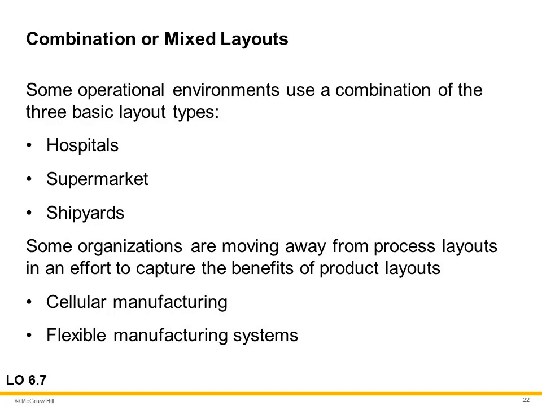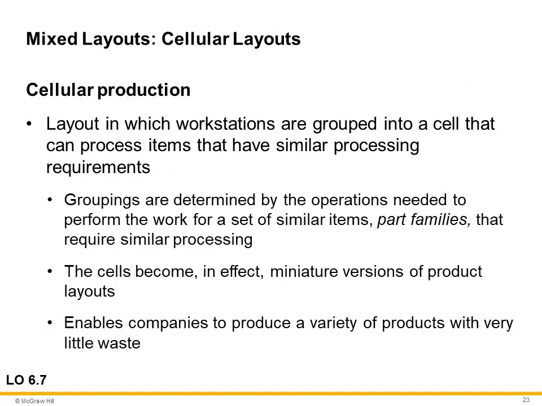In hybrid layouts, we have two famous terms in the manufacturing domain: cellular manufacturing and flexible manufacturing systems. Cellular production is a layout in which workstations are grouped into a cell that can process items that have similar processing requirements. I posted a movie in Canvas to show you what cellular production looks like.